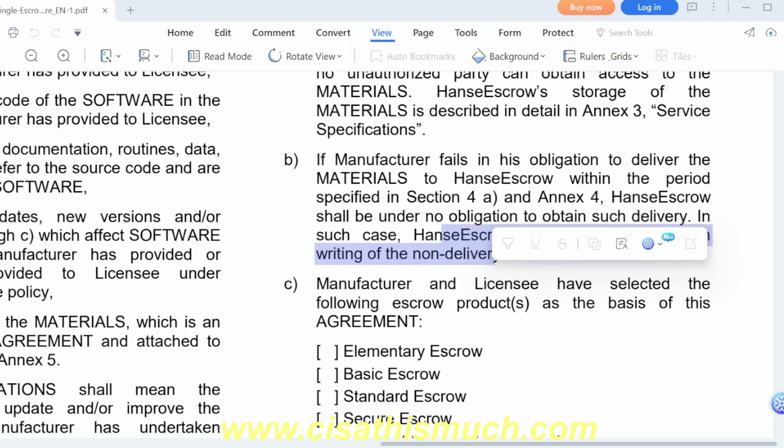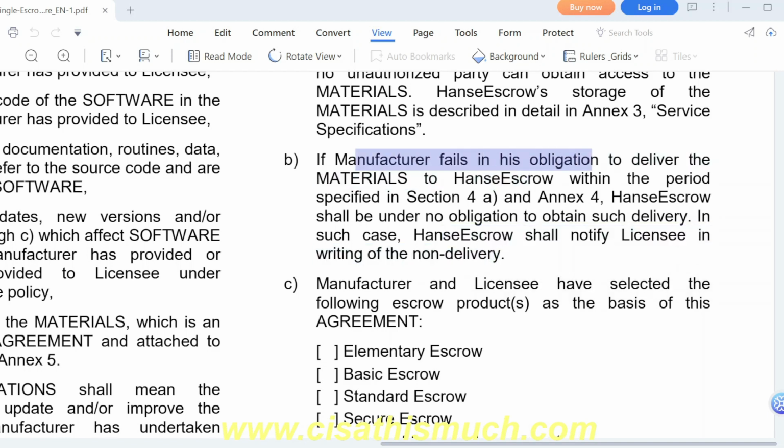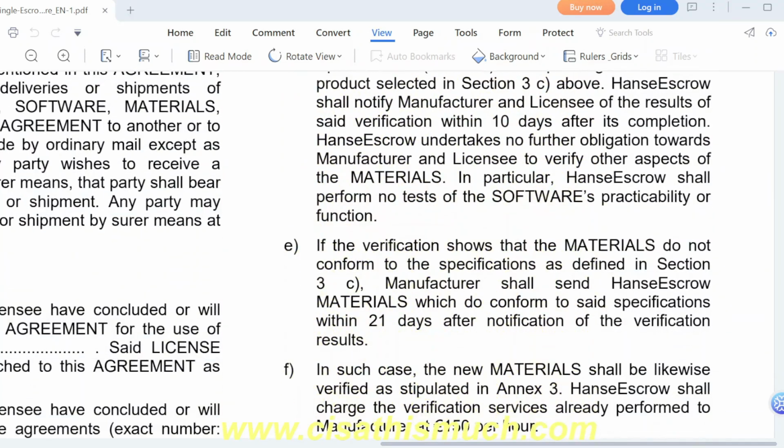So what they're trying to say here is that if the manufacturer fails to deposit, obviously the licensor will have to deposit, right? The source code, the owner of the code is the licensor, they have the source code, right? So they are supposed to deposit it to the agent. But if the manufacturer fails in his obligation to deliver the materials, which we have discussed, to the agent, the agent shall be under no obligation to obtain such delivery. In such case, the agent shall notify the licensee in writing of the non-delivery. I have not received the source code, right? All right, what else?